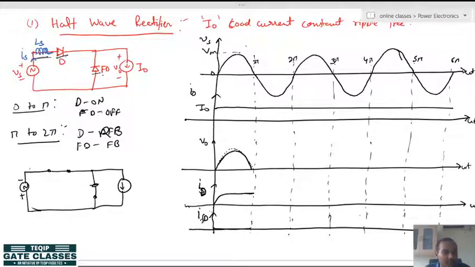Let me draw source inductance also here. So, what is happening here? One current is flowing from diode D, and this is the freewheeling diode. This freewheeling diode current is flowing like this, let us say it is IFD, and the diode current is flowing like this.